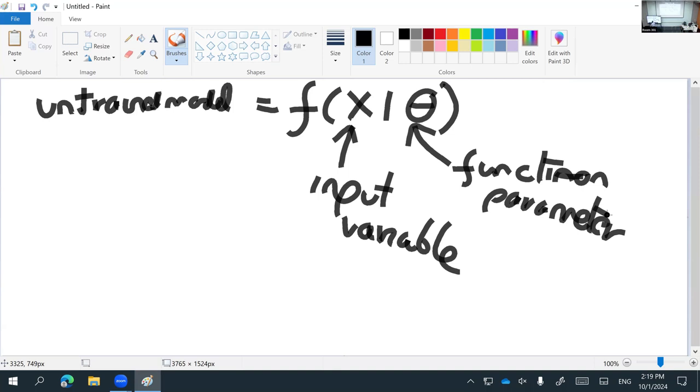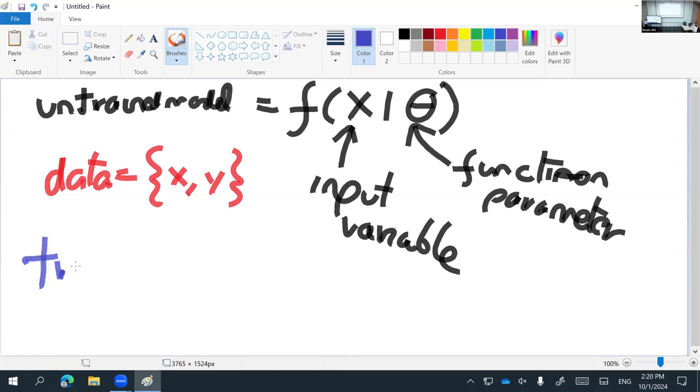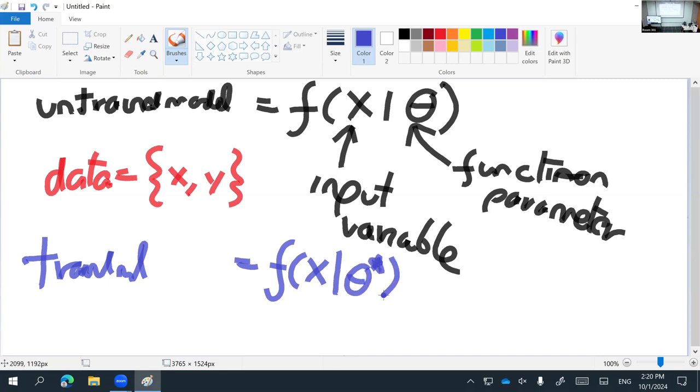The data is actual x and y. Now, I can put in some index to say the number of data points. So maybe you have 1,000 points, okay? And then a trained model is f of x given theta star such that y hat is close to y for every pair. Does that make sense?